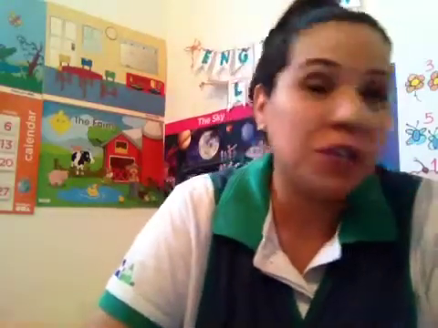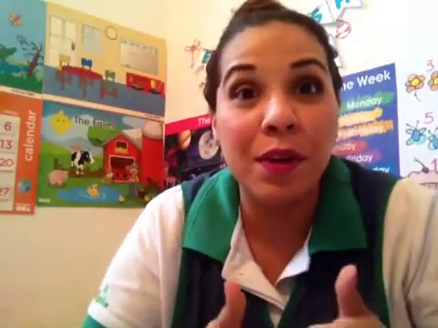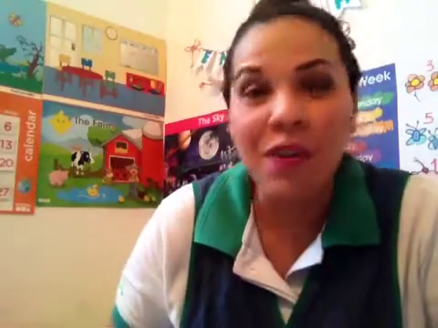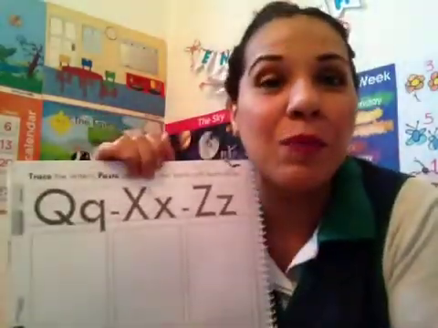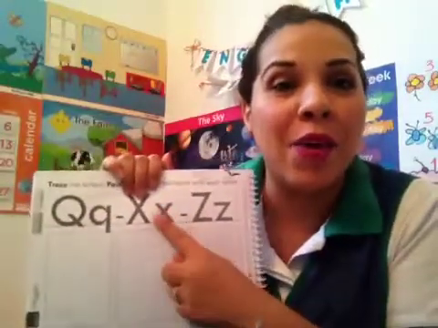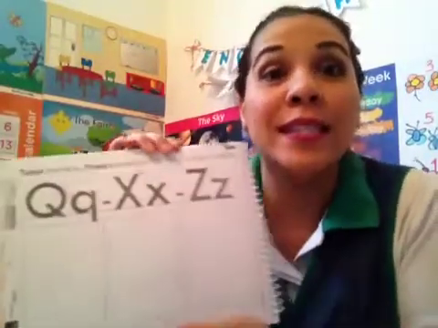Okay, guys, let's continue with the workbook. I hope you finished with your starfish activity. How did it go? Tell me. And right now we're going to work in our workbook. We're going to review letter Q, letter X, and letter Z.